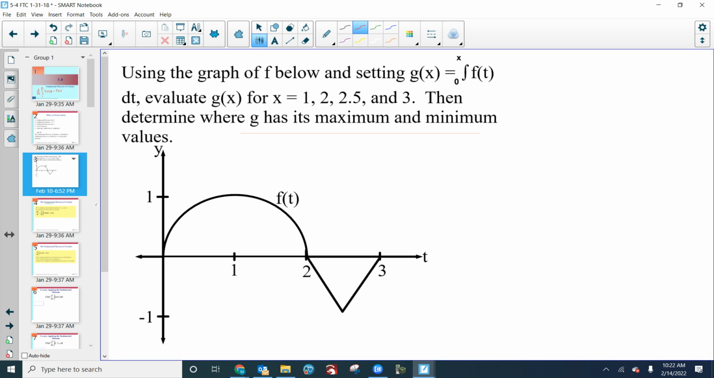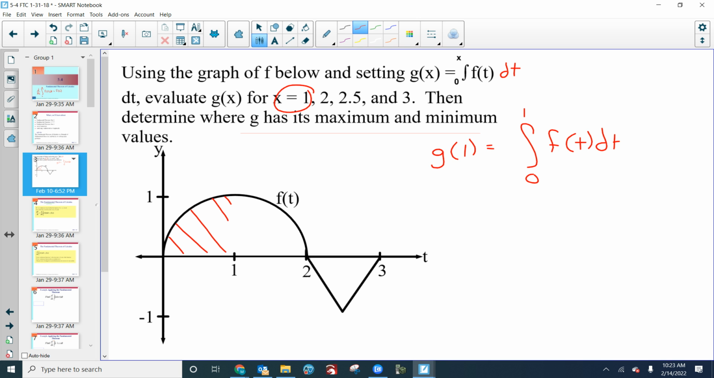How would I find G of 1? G of 1 is the integral from 0 to 1 under f of t dt. Somehow it got erased here. This should have a dt here. How do I find the area under f from 0 to 1? Well, it's actually a quarter of a circle. Do you agree? And I should have told you that.